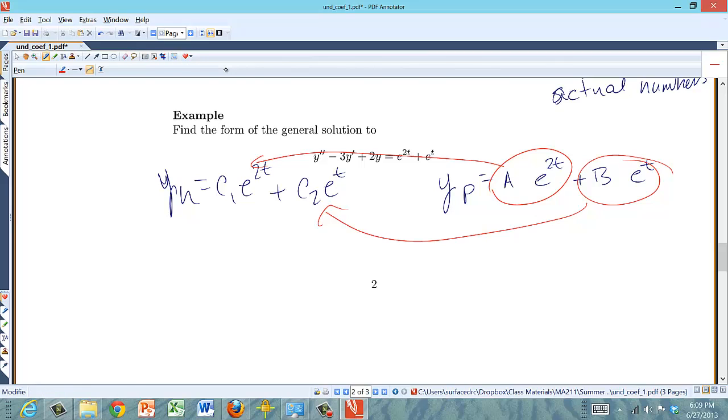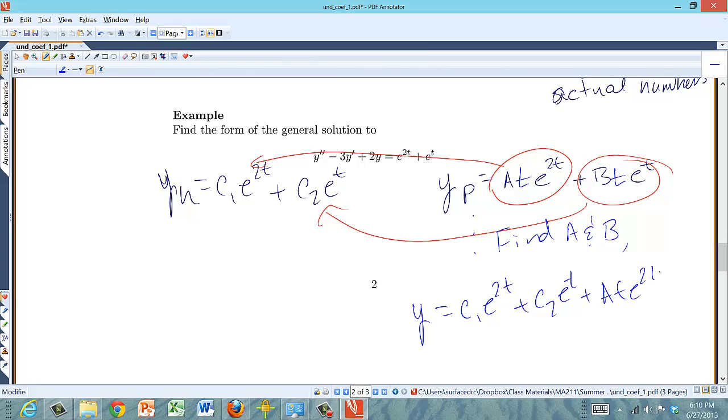If I plugged this thing into the left-hand side of the ODE, both A and B would disappear from the left-hand side. I'd have no e to the 2t term left. I'd have no e to the t term left, this wouldn't work. So what I'm going to do instead is multiply by t. Okay, and now this will work. Once again, I'd find a and b, and then my y would be c1 e to the 2t plus c2 e to the t plus a t e to the 2t plus b t e to the t.